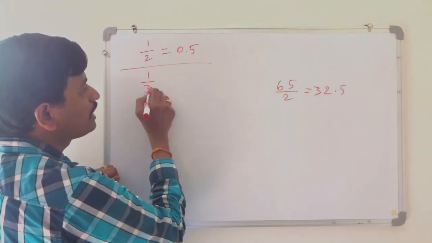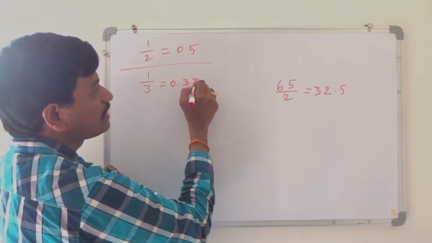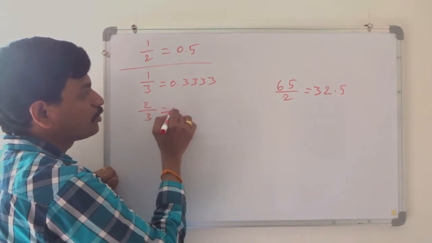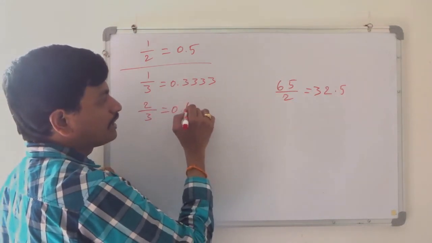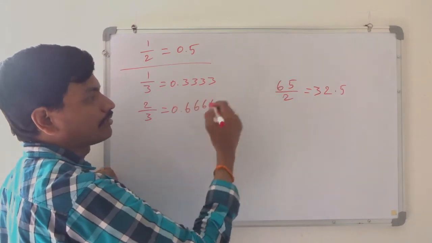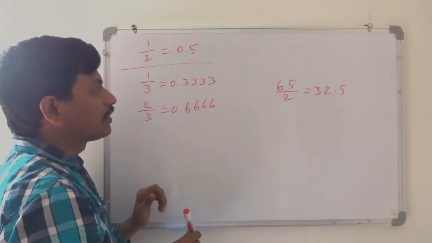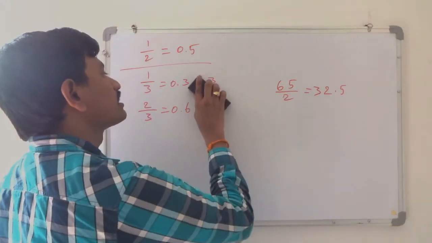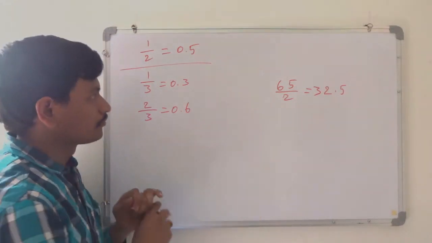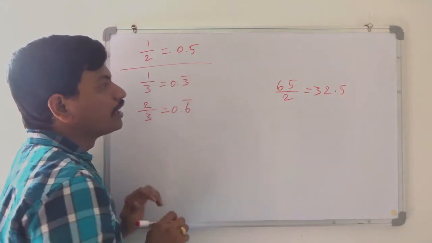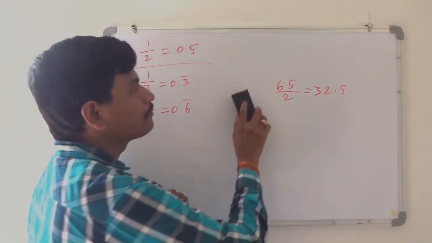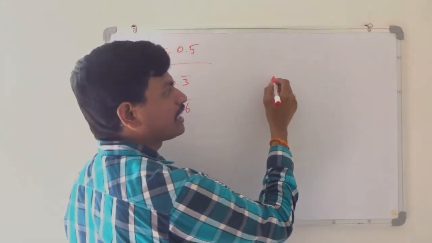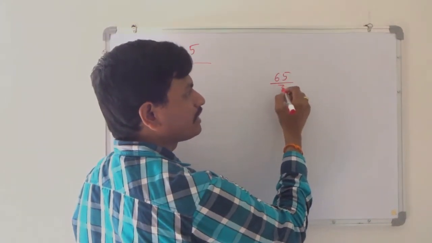First we must know 1 by 3 is 0.3333, that is 0.3 bar. And 2 by 3 is double of that one, 0.666, 0.6 bar. So on we get it. Instead of that we can write like this: 0.3 bar, 0.6 bar. To find any number divided by 3, first divide by 3. Randomly I will take the same number, 65 divided by 3.